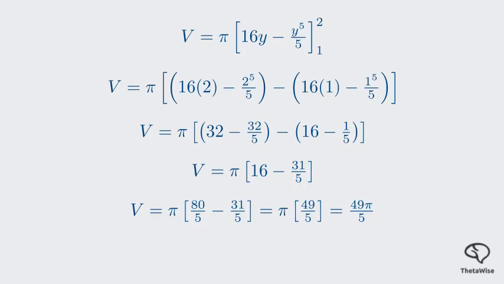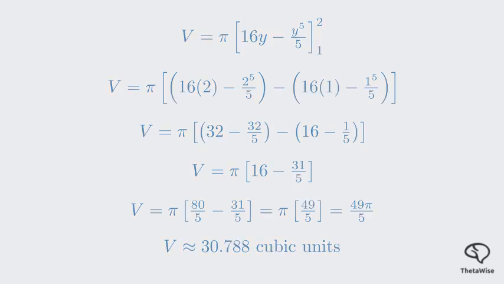Converting this to a decimal and rounding to 3 places, 49 pi divided by 5 is approximately 30.788. Therefore, the volume is 30.788 cubic units. Let's quickly check this using the shell method to see if we get the same result. This is a great exam strategy for confirming your answer.